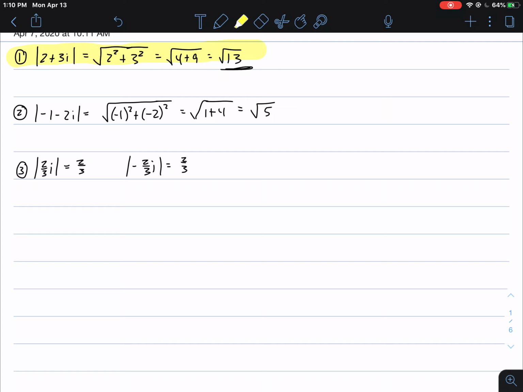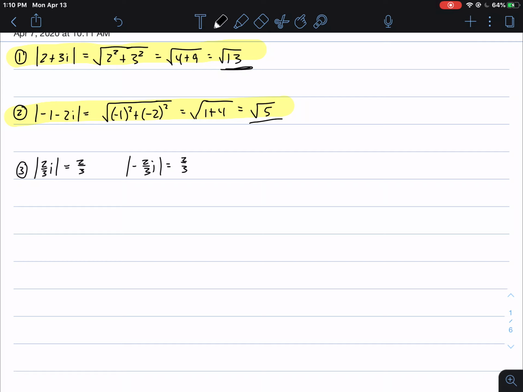The absolute value of negative 1 minus 2i, right? A is negative 1, b is negative 2 in this case. So I've got the square root of a squared plus b squared, which is the square root of negative 1 squared plus negative 2 squared. And that would give us 1 plus 4, or square root of 5. And that would be our absolute value.